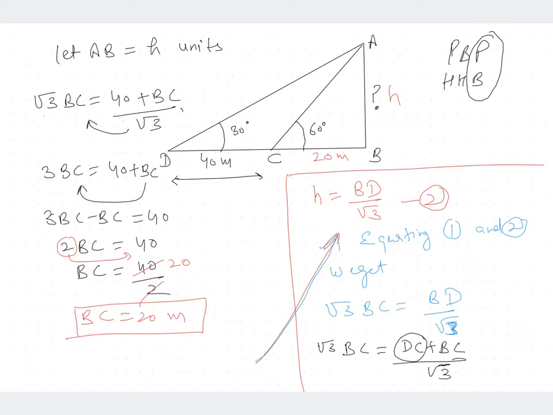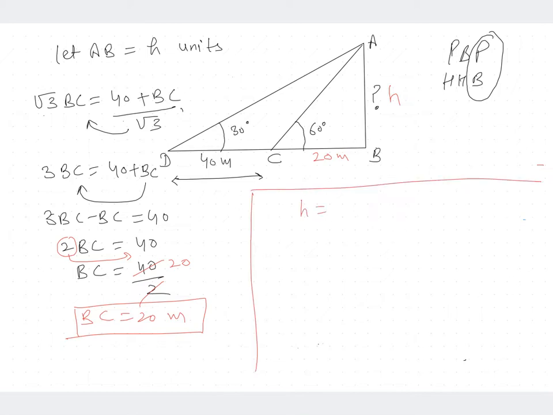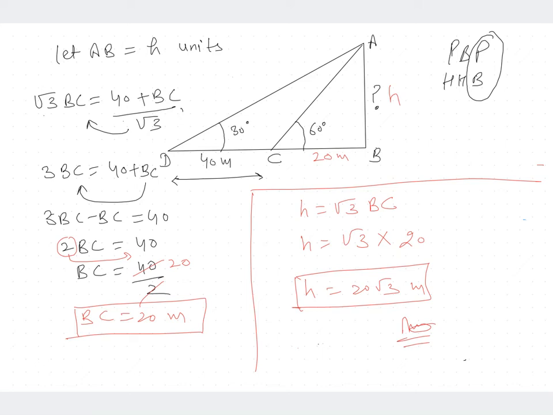So now if you remember, in the first part, equation number 1, we were having H is equal to root 3 BC. If you want to verify, you can go back to the previous part in the beginning of the video and you can check that H was root 3 BC. So root 3 multiplied by 20. So H is coming 20 root 3. That is your meter answer. Thank you.